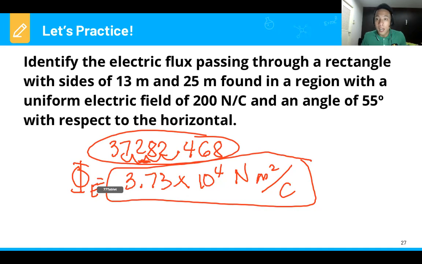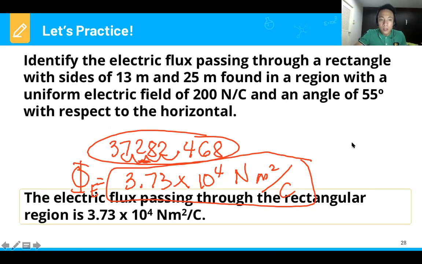Okay, tama ba tayo kanina? Okay, let's check. Let's check our answer. Ayan, 3.73 multiplied by 10 raised to 4 Newton meter squared per coulomb. Okay, so that will be the answer.